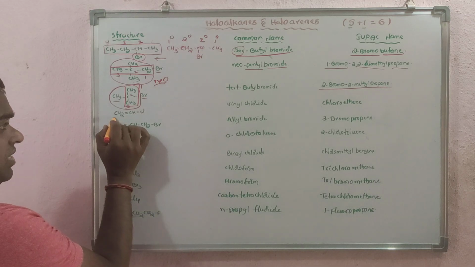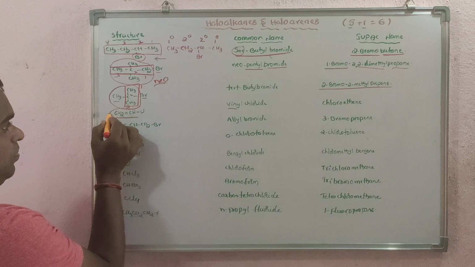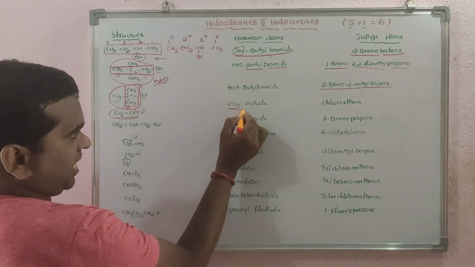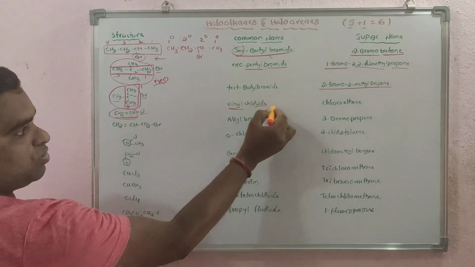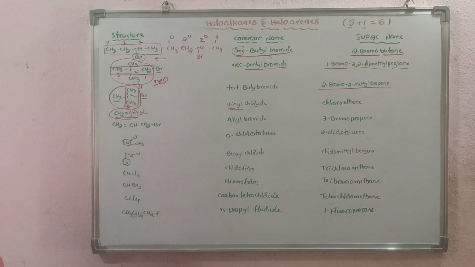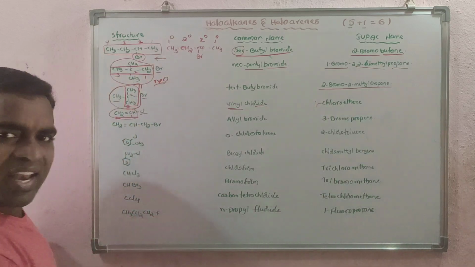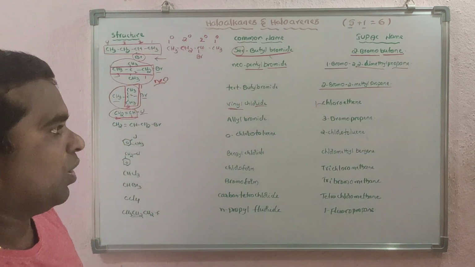Next one. This group I already mentioned, vinyl. This is a vinyl group. So to the vinyl group chlorine is added, so that's why vinyl chloride. Now give numbering 1, 2. So here you have to write 1-chloroethane, or simply you can write chloroethane.